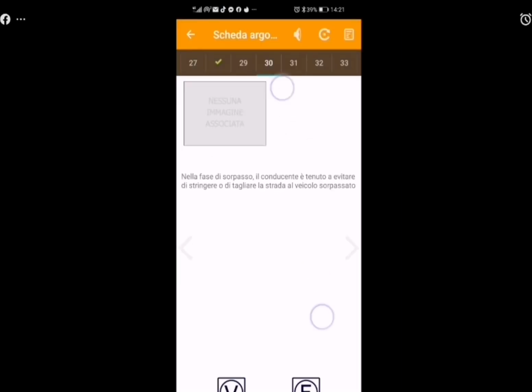Nella fase di sorpasso, il conducente è tenuto a evitare di stringere o di tagliare la strada al veicolo sorpassato. That is what I said earlier on. I'm repeating this because I'm bringing your attention to it on the quiz. It said in the phase of overtaking, the driver must avoid constricting or cutting the road of the vehicle you are overtaking. If you have not even finished overtaking, you want to enter the front of the vehicle. You must avoid it. It is actually true.